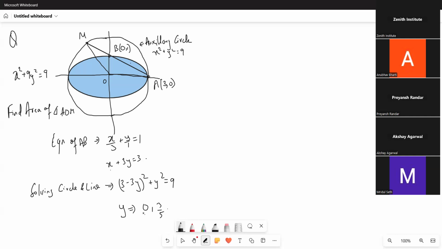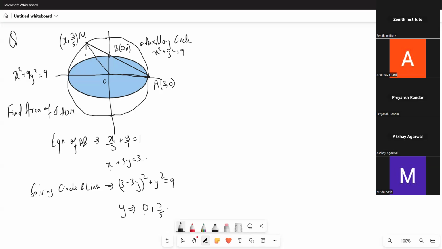Now y equal to 0 will obviously correspond to the coordinates of A because A is also a point of intersection between the line and the circle. So the y coordinate of M would be 3/5, and that is what we need basically. We don't need the X coordinate because what we are asked to find out is the area of the triangle.